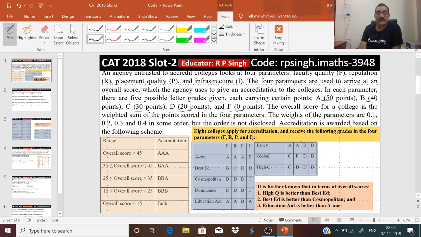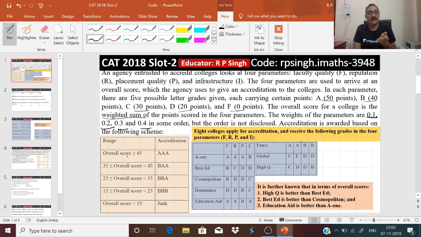And the overall score for a college is the weighted sum. Guys, weighted sum means weight multiplied by the grade point will give you the weighted sum. And the weights of the parameters are 0.1, 0.2, 0.3 and 0.4 in some order. So guys, this is the main problem of this question, because in this DILR set, the weights of the parameters you have to identify. It is not given directly. So here mathematical reasoning is involved.